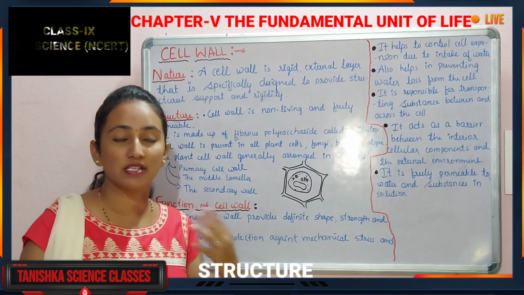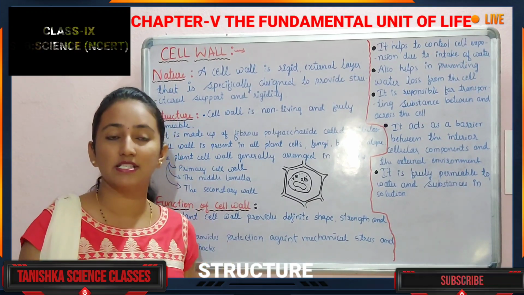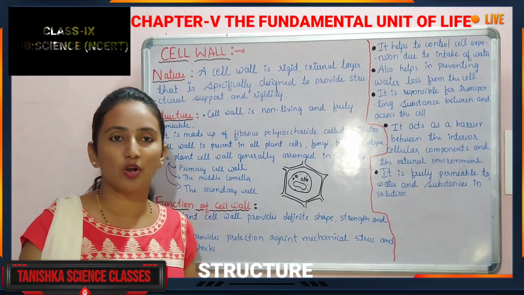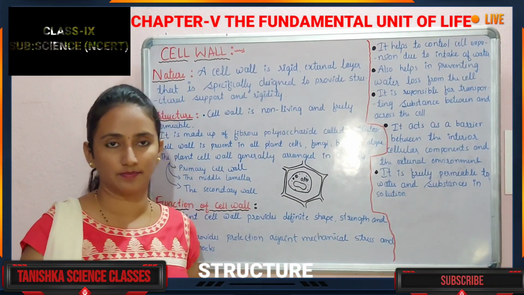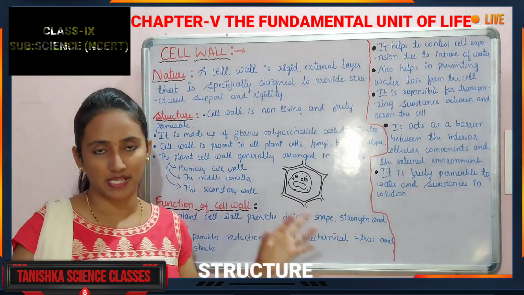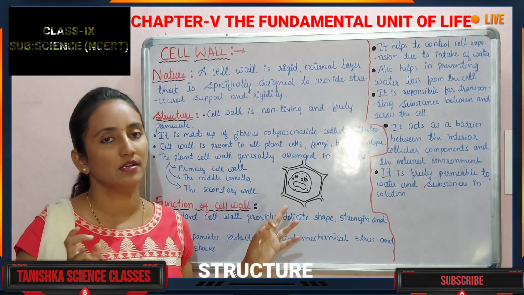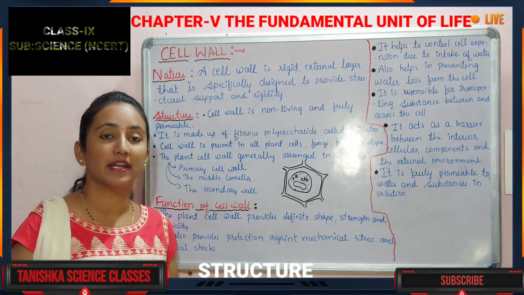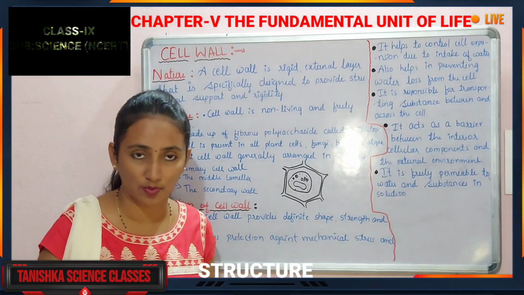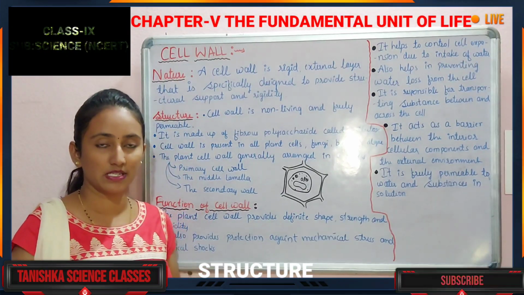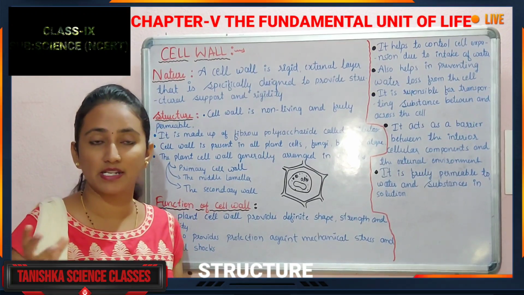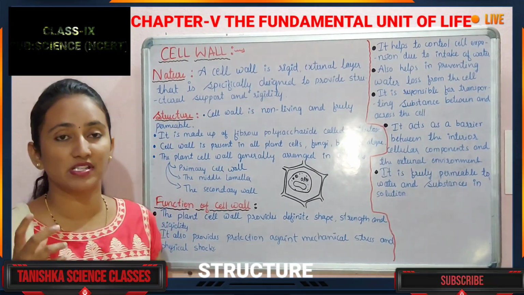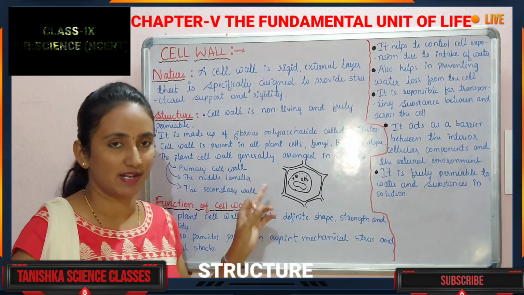You know the animal cell and the plant cell. The plant cell has a particular shape because of the presence of a cell wall. The cell wall gives a shape for the cell, and it also gives a particular structure for the cell. That is the difference between the animal cell and the plant cell: the plant cell has a particular shape and structure because of the cell wall.